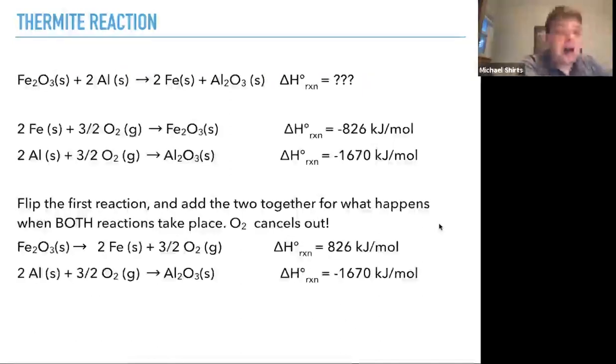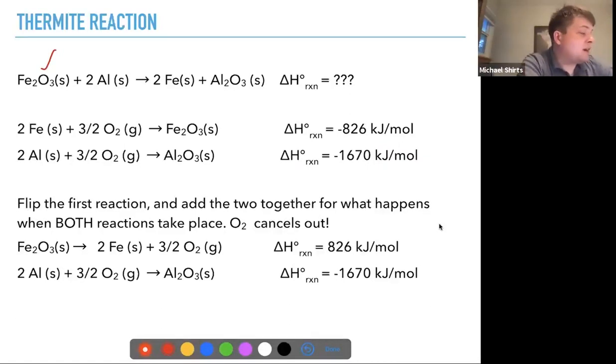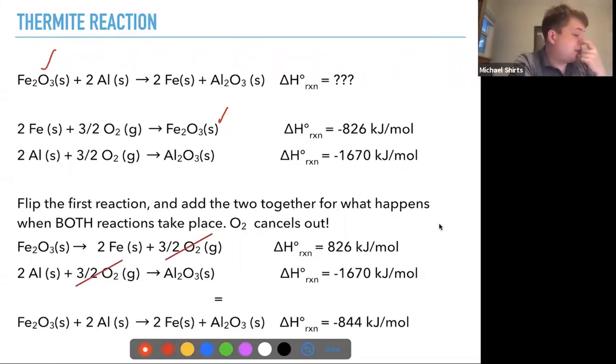Iron oxide is a reactant in the equation that we're interested in, whereas what we're given is iron oxide as a product. So what we need to do is flip that reaction so that iron oxide is on the left side. And also we notice that iron is properly a product. Well, we keep the second reaction the same. And when we do that, we can see that the oxygens cancel out and we get the reaction we're interested in. So when we have a sum that gets us the thermite reaction, we can add together the enthalpies of reaction to get the desired enthalpy of reaction.